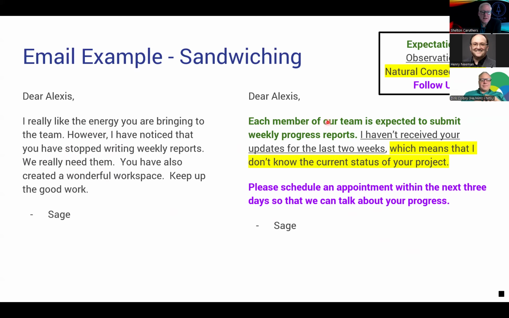So again, expectation, observation. I haven't received your reports for the last 2 weeks. Again, a number. It's not just a one-time event, but it's now repeated. And the natural consequence. One thing I want to point out is that this was worded, I haven't received your updates, instead of saying you haven't sent your report. Yes. Yeah. That's big, right? Because it could have gone to junk, right?